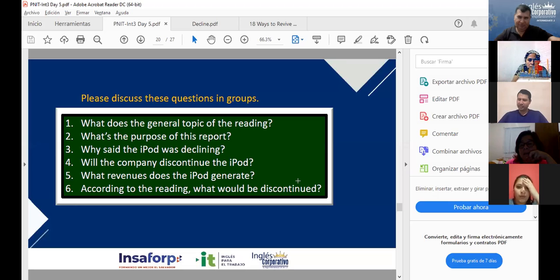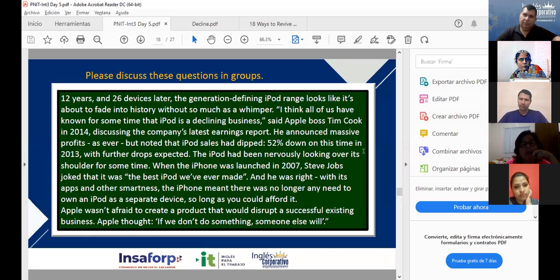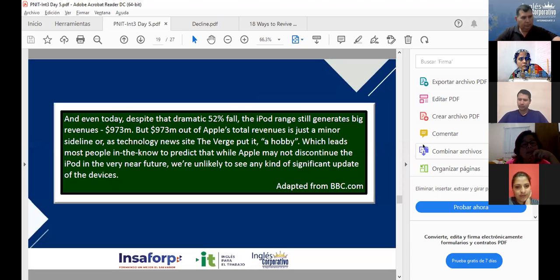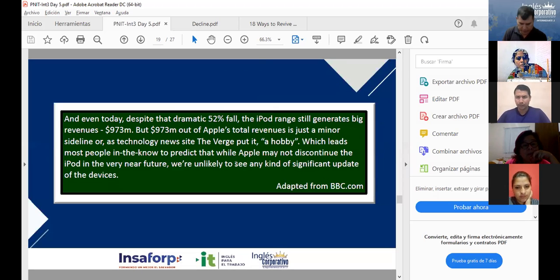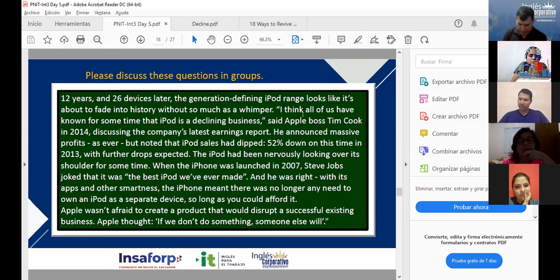iPhone? For me, the topic principal is the declining business of iPod. Okay, declining. Yes, because they are talking about a percentage down, and then they mention the millions. In line number three, mention the decline business. Yes, iPod is a declining business. Okay.